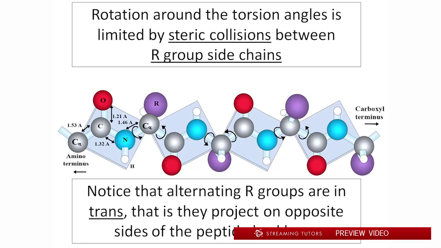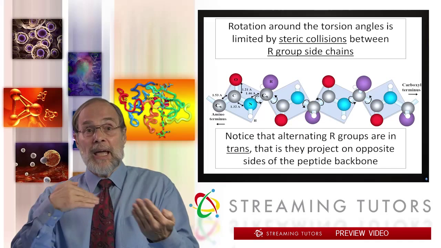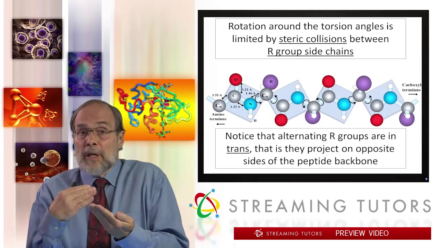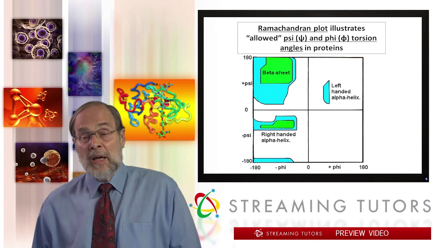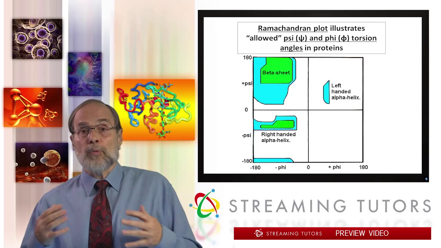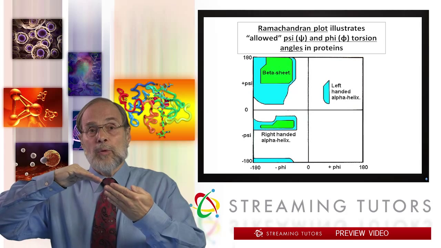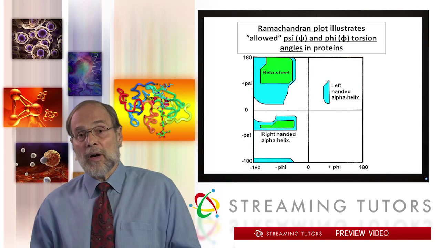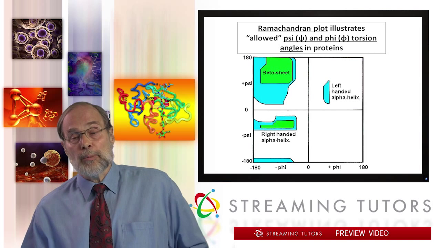That tends to be the structure, roughly, in most secondary structures, because it takes the sometimes bulky side groups and keeps them from colliding and interacting with one another. So this R group collision is another major restriction on steric rotation. In fact, this is a very famous plot called the Ramachandran plot, after the investigator who developed it, who worked out what the maximum rotations in the positive or negative direction around phi and psi are that are allowed without unacceptable collisions between things like the R group side chains.